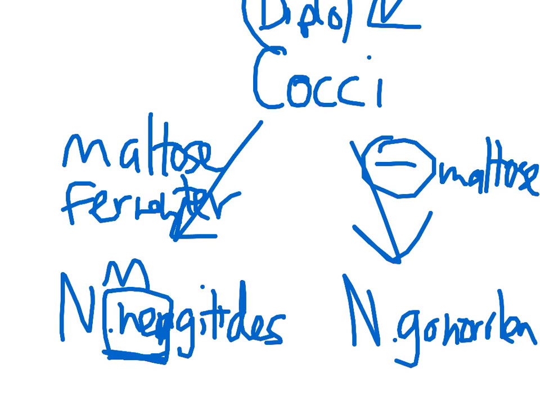So when you have diplococci, you go easily. The maltose fermenter must be meningitidis because that has an M. And Neisseria gonorrhoeae does not have the M in it, so it's not a maltose fermenter.